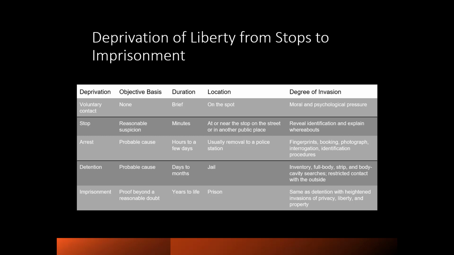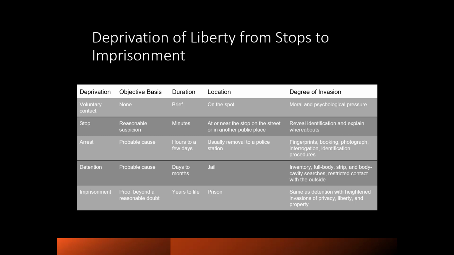Now the stop, and this is shorthand for Terry stop, remember you have to have that reasonable or articulable suspicion. Should be very brief. Should happen in that location. And what you're going to be looking for is identification. What's your name? Why are you here? The arrest, of course, you're going to need probable cause, and the arrest is going to last for hours or days, and we're going to take you to the police station. Then we go through that kind of paperwork procedure, the fingerprinting, the booking, the photographs, the interrogation, the identification procedures.